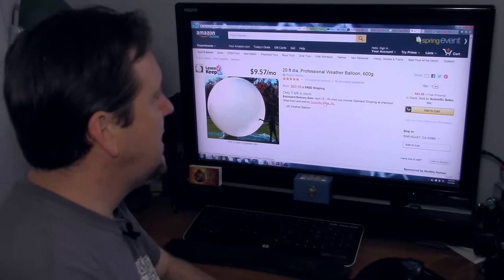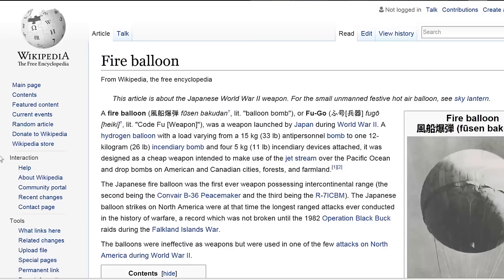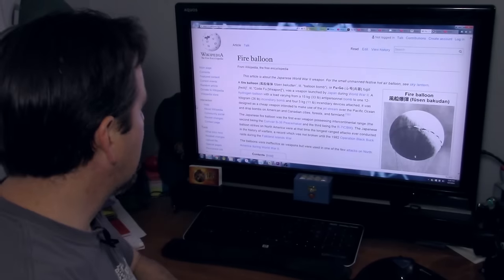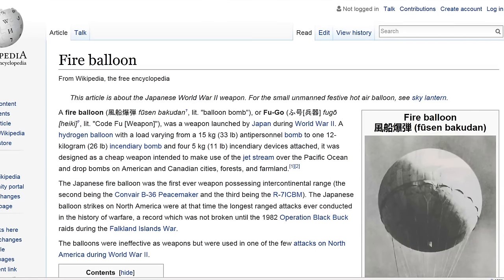However, around the idea of a weather balloon comes a pretty interesting theory. A fire balloon, and once again, thank you to Mickey's MDN for pointing this out. I wasn't even aware of a fire balloon at the time, but let's check this out. From Wikipedia, a fire balloon, or fugo, was a weapon launched by Japan during World War II. A hydrogen balloon with a load varying from 15 kilograms, about 33 pounds, of anti-personnel bomb to 1 kilogram, 26 pounds of incendiary bomb, and 4, 5 kilogram, 11 pound incendiary devices attached. It was designed as a cheap weapon intended to make use of the jet stream over the Pacific Ocean and drop bombs on American and Canadian cities, forests, and farmland.